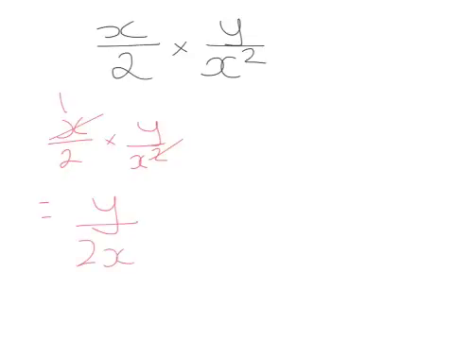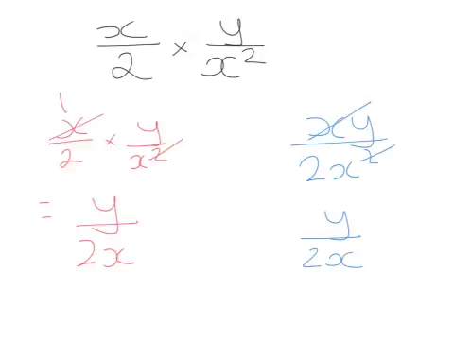Okay, in the blue, I'm simplifying at the end. So multiplying top lines together, I get xy. Multiplying bottom lines together, I get 2x squared. And then you can just see I have an x here and an x squared there. So my answer is y over 2x. Either will get you the same answer and are perfectly acceptable forms of calculating the answer.